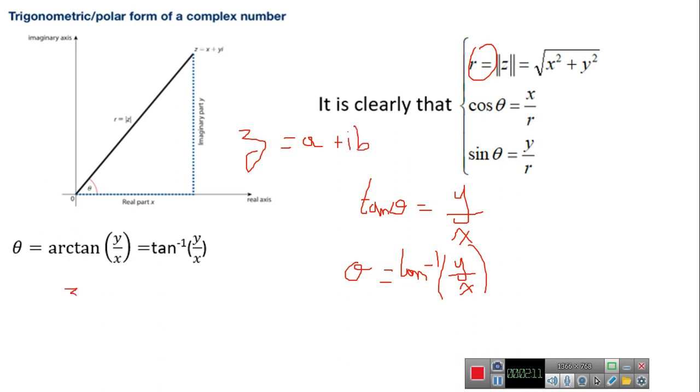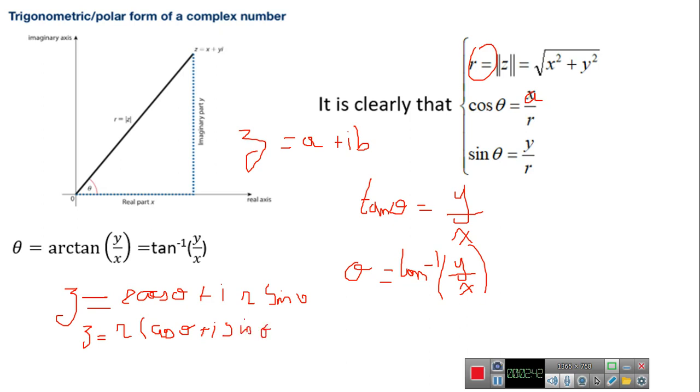So in z, a, as you can see, which means x, is r cosine theta, plus b is r sine theta. So you can put r, the norm of z, in factor. It will be r times cosine theta plus i sine theta. So this writing is called polar form.